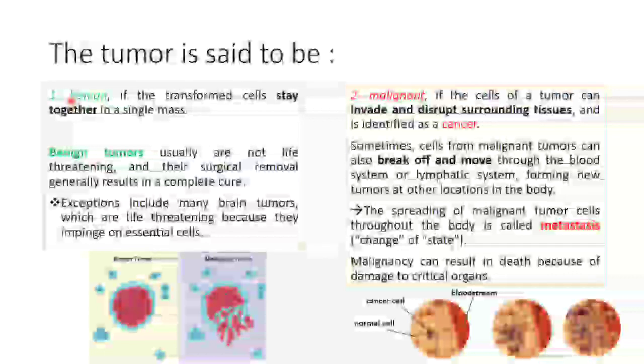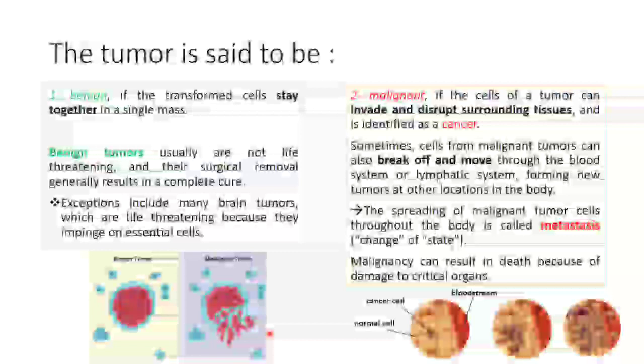In contrast, we have another type of tumor. It's known by malignant tumor. خبيث هون عم نحكي guys. So benign, and the second type is malignant tumor. Malignant tumor, if these transformed cells will start to invade and disrupt the surrounding tissues. So مثل ما شايفين بالفigure guys هون. The malignant cells, the abnormal cells, will not stay together in a single mass. هون in contrast, these cells will invade and disrupt surrounding tissues, and in this case, and only in this case, the malignant tumor is identified as cancer.